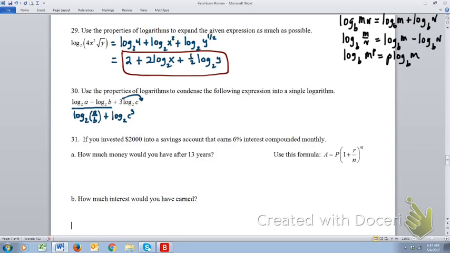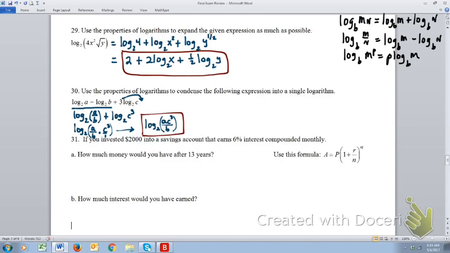So now we have a sum of logs. We can use the product rule because they both have a 1 in the front. And so it's the log of the product of a over b times c cubed. Let's go ahead and write c cubed over 1. When we multiply, we get the log base 2 of a c cubed over b.